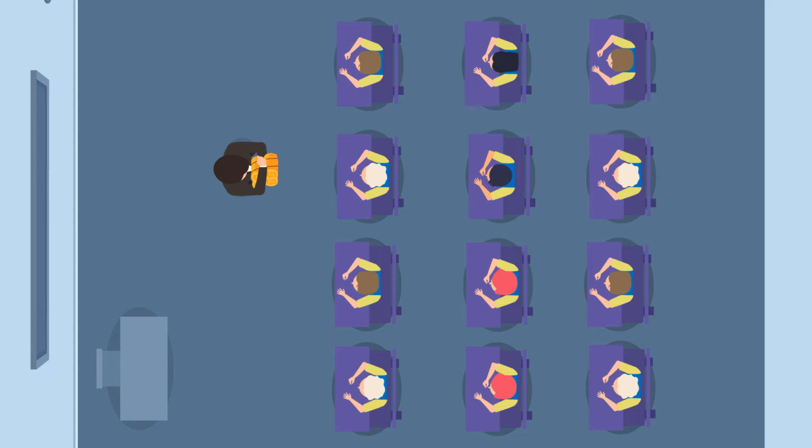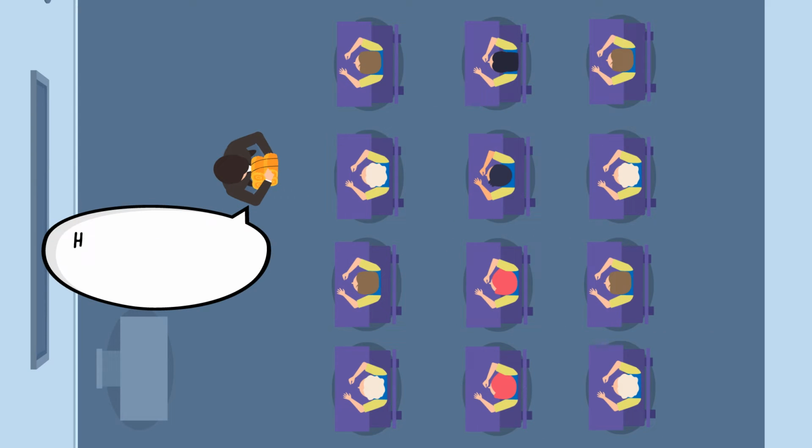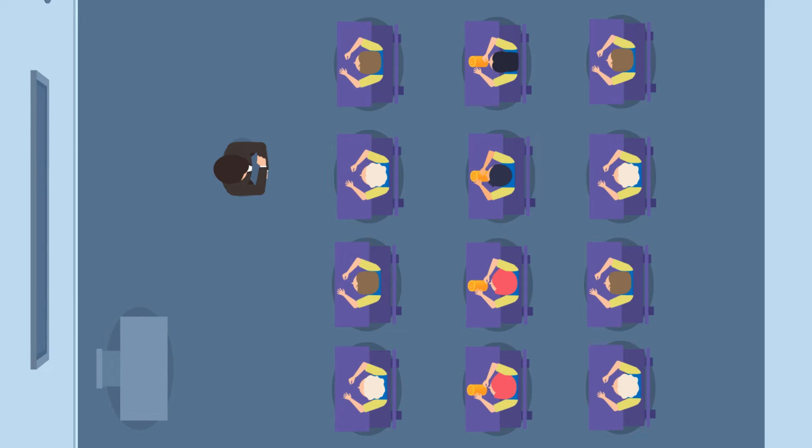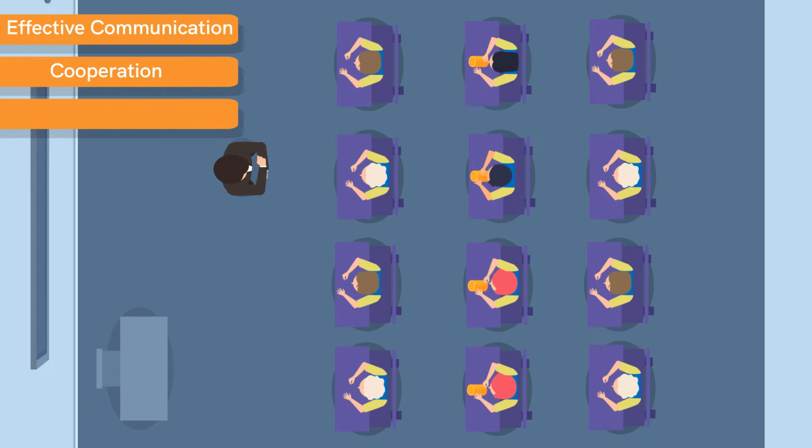Start the class by informing the students that they will be making a mat in the class. Commence the activity by dividing the class into 4 groups and giving a bundle of straws to each group. Working in groups will aid in developing students' effective communication, cooperation, and interpersonal skills.